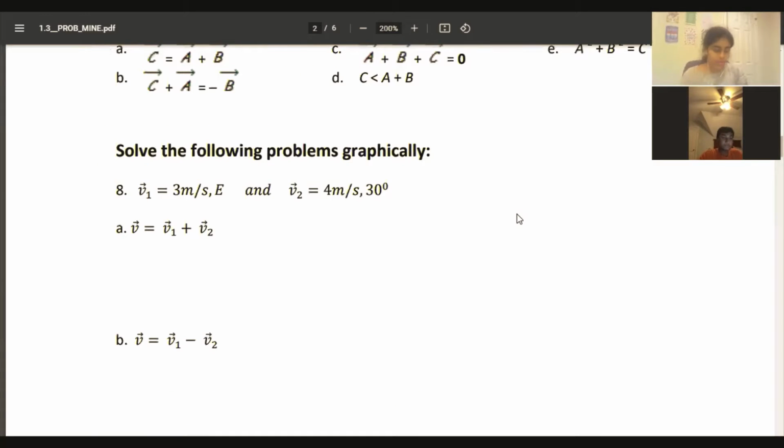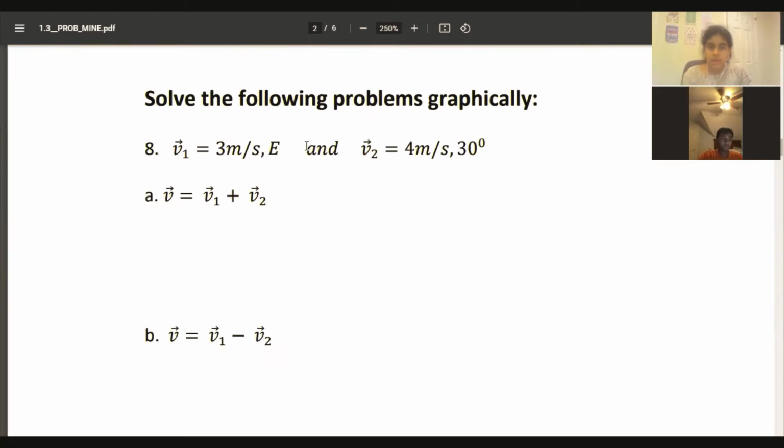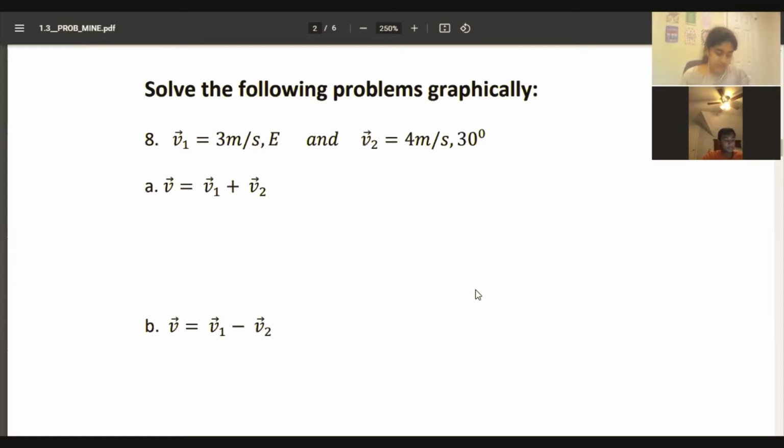Okay, so we're going to do question 8A and 8B. Here they've given you 2 vectors and you're asked to add them and then also subtract them. You're given 3 meters per second east for V1, and for V2 you're given 4 meters per second with a 30-degree direction. So you're given your magnitude and direction, which is exactly what a vector would need. The first hurdle to cross is figuring out how these vectors look, because they've obviously not given us any sort of diagram. So we have to draw it based on the length and the magnitude that they've given us.